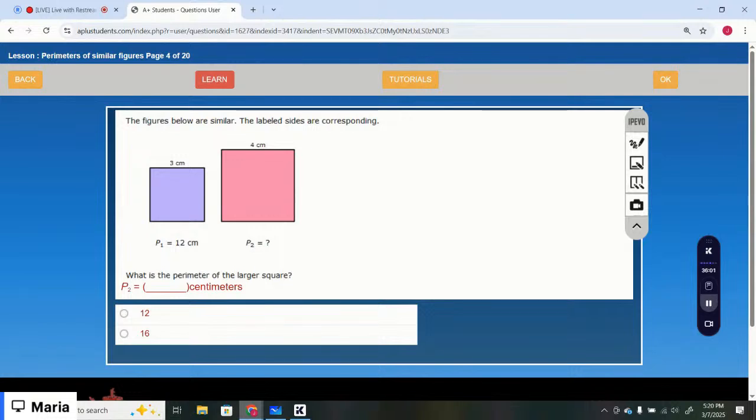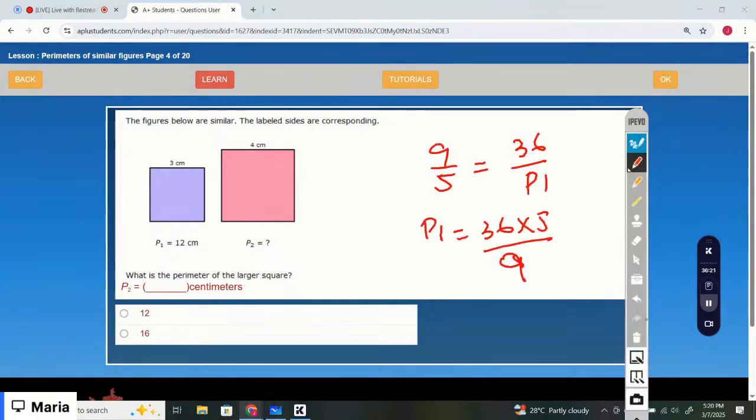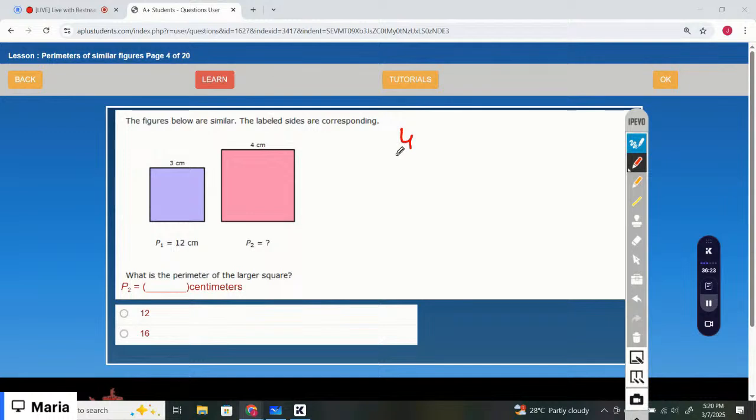The figures below are similar. The labeled sides are corresponding. What is the perimeter of the larger square? That is 4 divided by 3 equals P2 divided by P1. P2 equals 12 times 4 over 3, so which is the correct option?